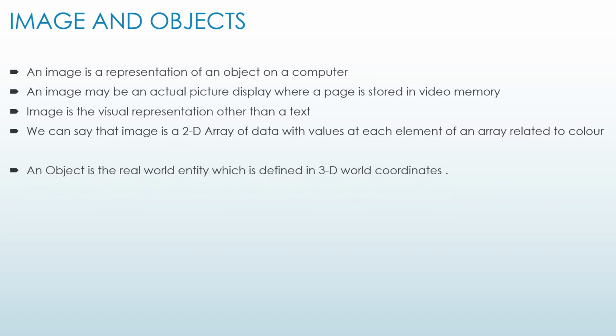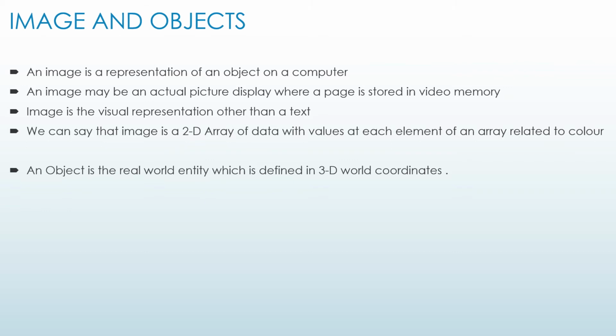But what is an object then? An object is a real world entity which is defined in 3D world coordinates. 3D world coordinates in the sense what? If you turn around everywhere, you can see the 3D resolutions. Meaning you have an object, you turn that side, this side, you can see each and every entity. That is what an object is.